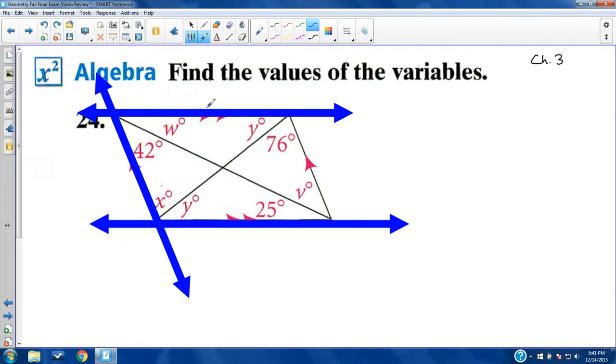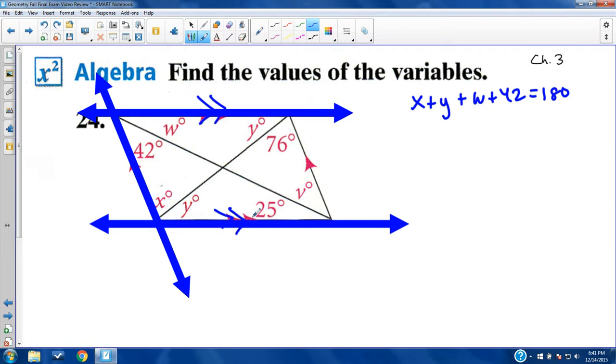Let me actually emphasize that a little bit more. This line is parallel to this line right here. That makes these same side interior angles supplementary. The problem with that statement is it says x plus y plus w plus 42 equals 180. Well, that's not going to help me solve for any triangle just yet, or any angle just yet, because I don't quite have any variables yet.